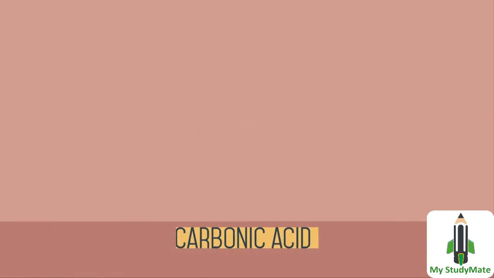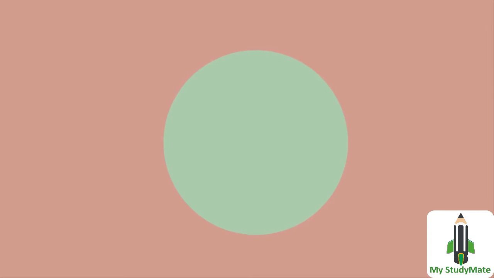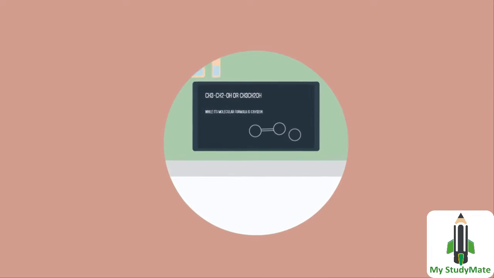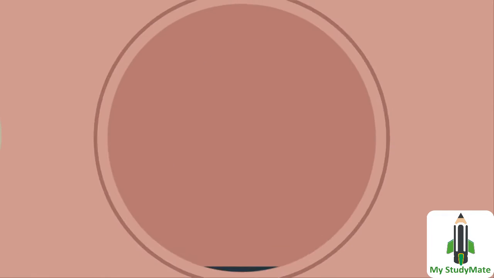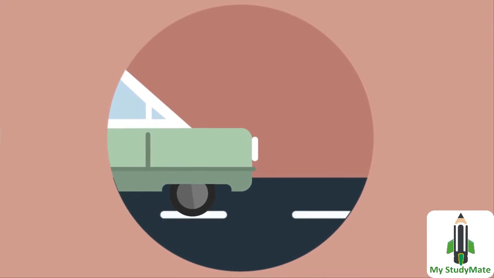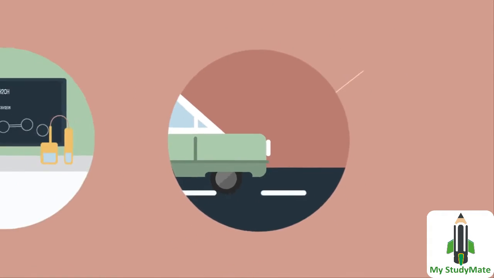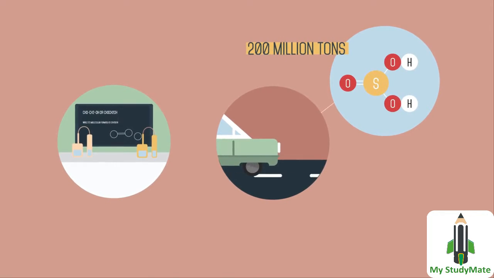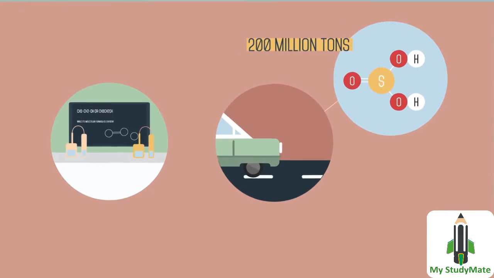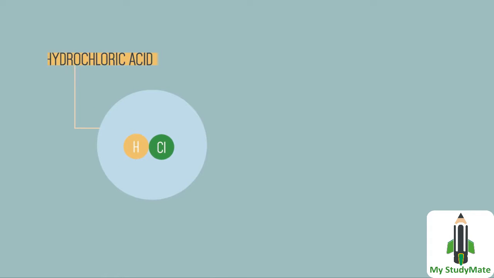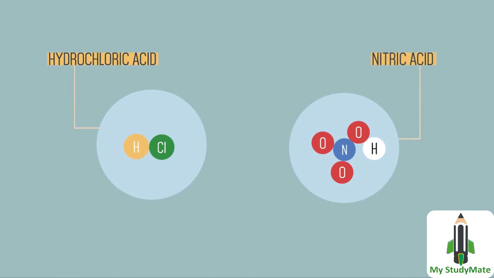In contrast, strong acids are often used in school science labs for experiments, but they also have important uses in industry and the everyday world. Sulfuric acid, for example, is found in car batteries, and industry uses 200 million tons annually for the chemical industry. Hydrochloric acid, found in your stomach, and nitric acid are also examples of strong acids.